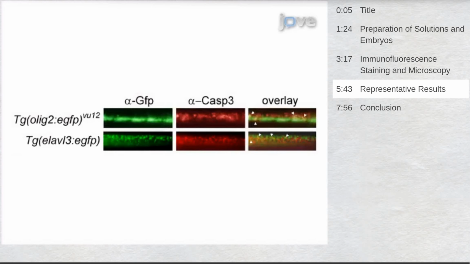Finally, as shown here, co-labeling experiments using transgenic GFP-expressing lines approximate tissues undergoing apoptosis. The transgenic olig2 EGFP vu12 line labels motor neurons and oligodendrocytes, and the transgenic elavl3 EGFP line labels all differentiating neurons. The results suggest that both neurons and oligodendrocytes are sensitive to IR-induced apoptosis.